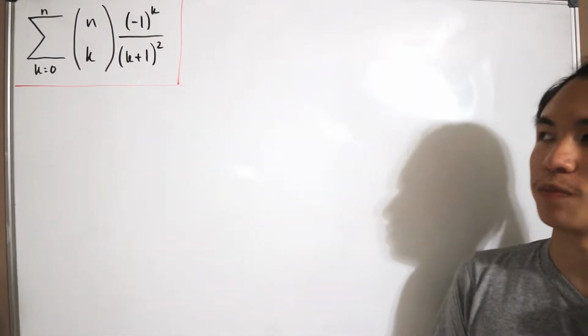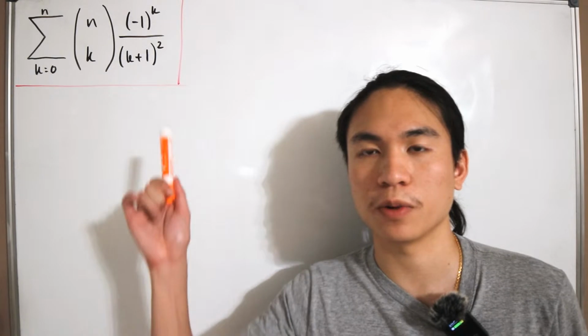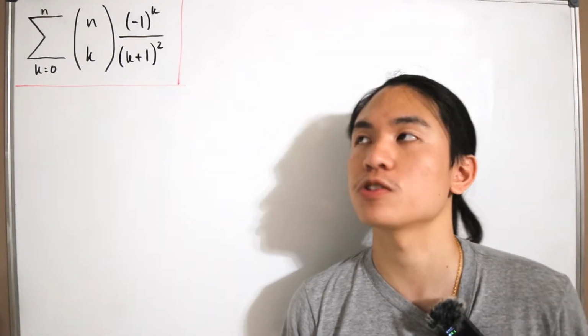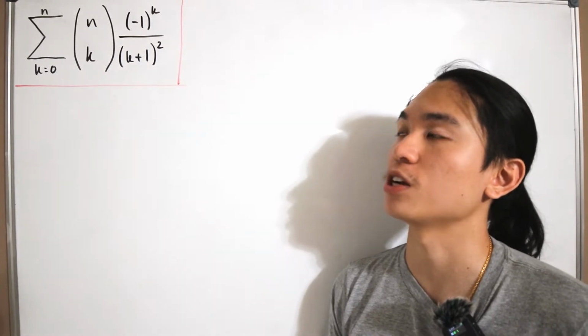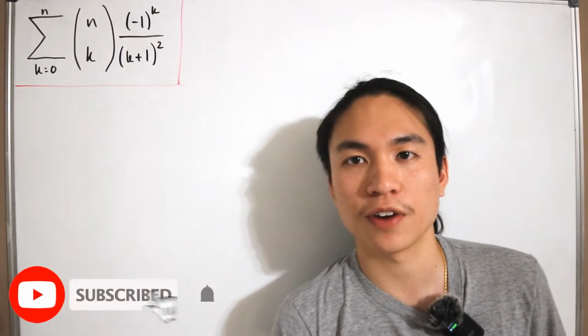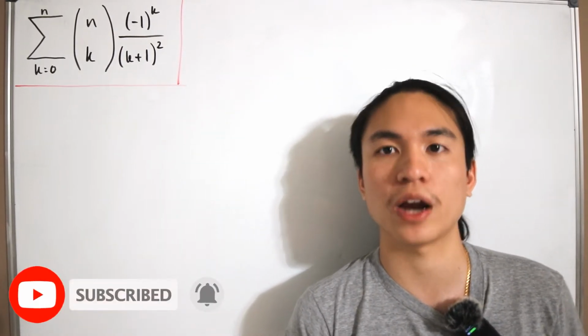So here's a partial sum that we'd like to evaluate, and that's associated with a binomial coefficient as our given. So we have the partial sum of n choose k of the alternating series, negative 1 to the power k, divided by k plus 1 quantity squared.